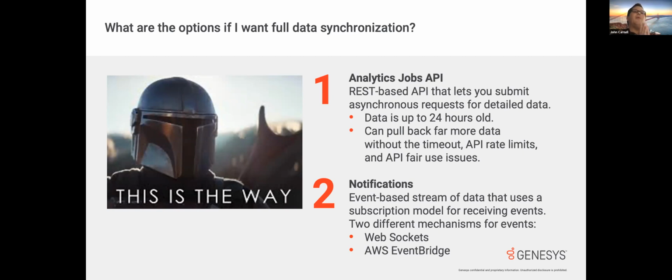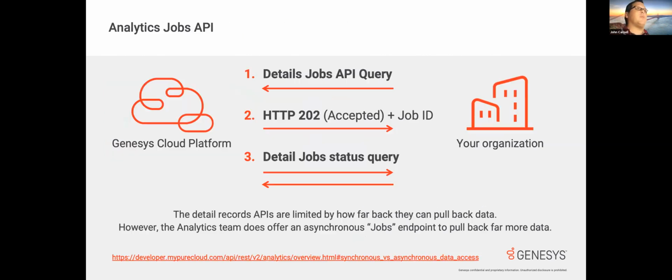Now, I tell people, because sometimes we will get, well, I need all my conversation data. It's got to be up to date. It's got to be near time. We have systems that rely on it. The Jobs API is a good way of exporting data, but if you're really looking at getting the most up-to-date information pushed near time, you want to look at our notifications model. I'm sorry, I'm a software developer. I had to get a Star Wars reference in there. So when we talk about notifications, we talk about one of two mechanisms to do that: WebSockets and AWS EventBridge.